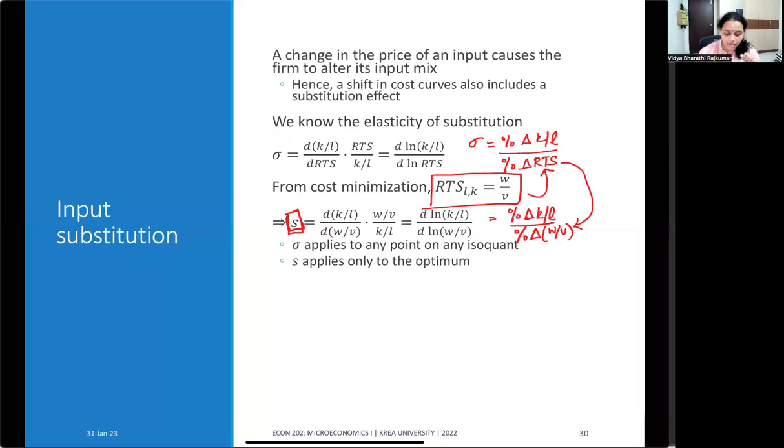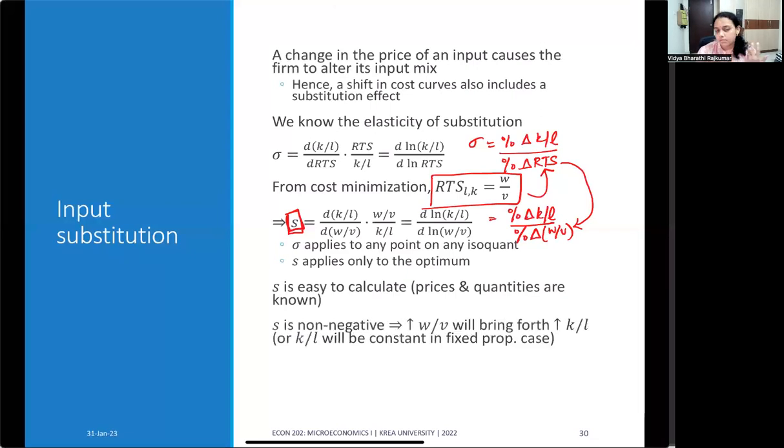But the biggest advantage here is that this is a lot easier to calculate because we know the K by L ratio, we can get that from the data. We can also get W by V information from our data. We can capture wages and we can capture the price of capital. So this information is available to us a lot more easily. The only caveat is that you can compute this only at that cost minimization optimum. And like sigma, S is also non-negative.